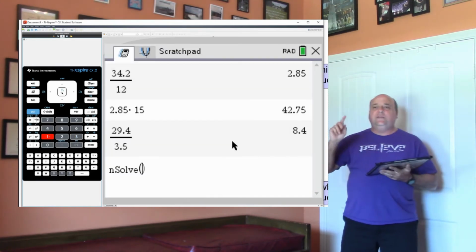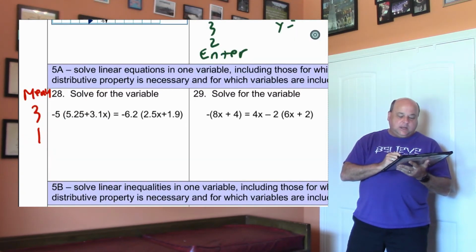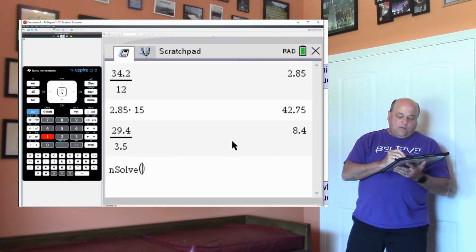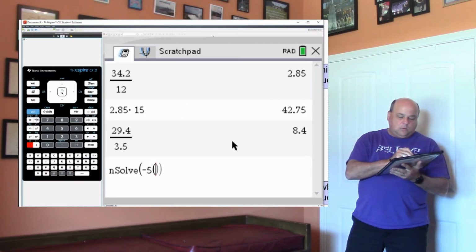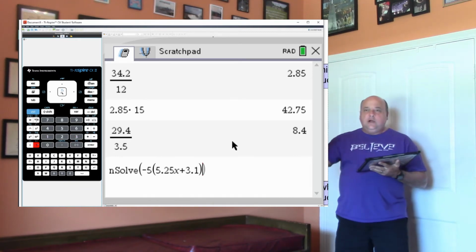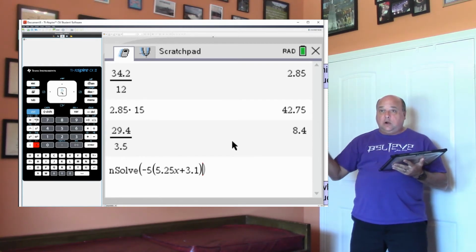And notice it starts with nSolve and then it has parentheses, right? So we're going to type the equation in, negative 5, parentheses, and then it's 5.25x plus 3.1, close the parentheses. Notice there's several parentheses. You always want a parenthesis on the right when you're doing this. If you don't have a parenthesis on the right, it will not work.